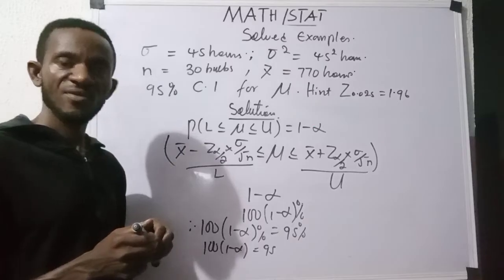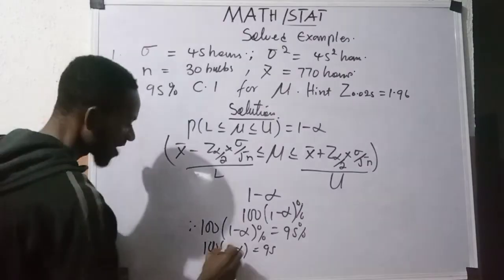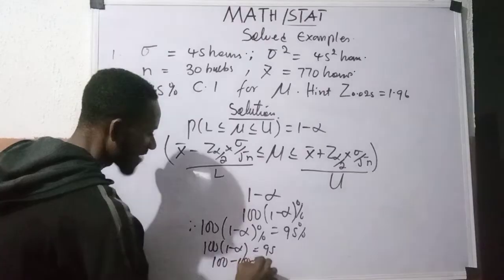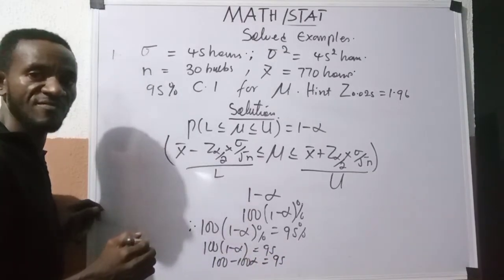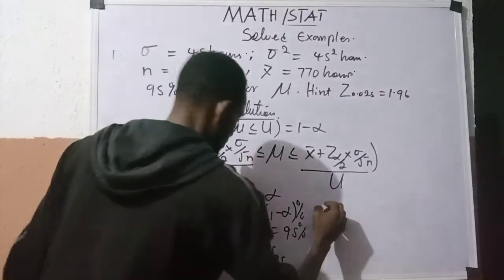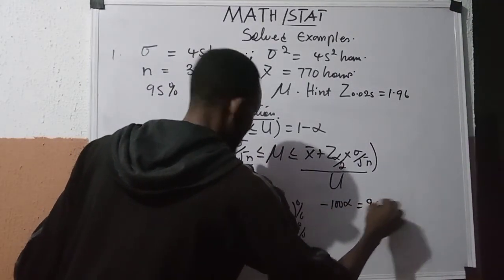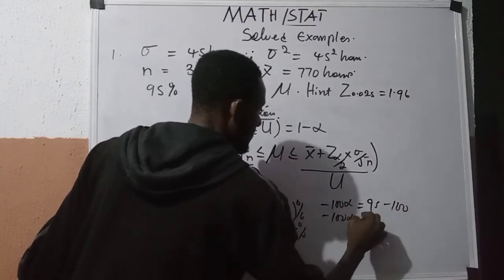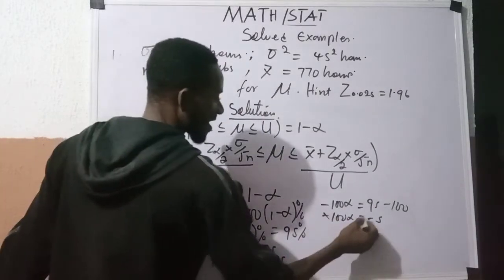Okay? And then when you have something like this, what are you now going to have here? What you are now going to have becomes 100 minus 100 alpha equals what? 5. That's what you have. So now, this and this are like terms. So what you now have is minus 100 alpha is given as 95 minus 100. And then minus 100 alpha is given as minus 5, so that this can cancel this.